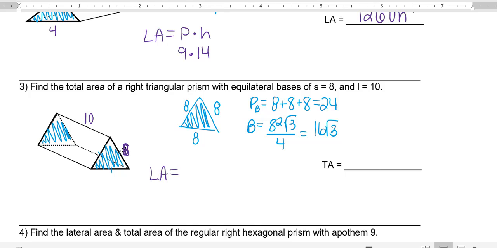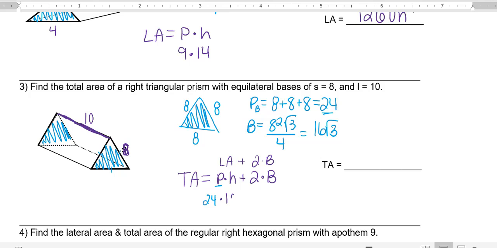And honestly, we don't have to break it up with LA and TA. We can go right into just our TA formula, right? We have our LA plus our two bases. LA is perimeter times height, and then we have our two bases that we have to add in there. Okay, so our perimeter is 24, right? Perimeter of the base, 24. Our height, going back to our diagram, that lateral edge going from base to base, that length will be 10.